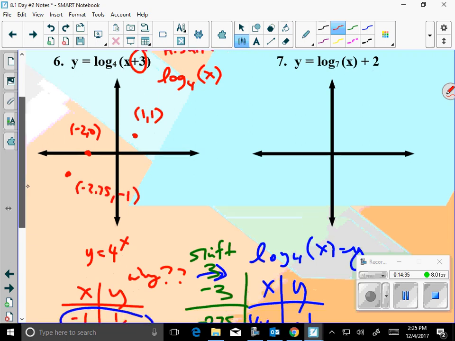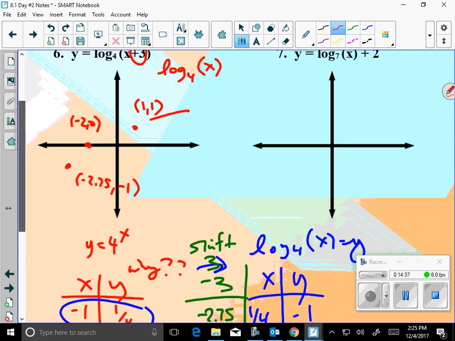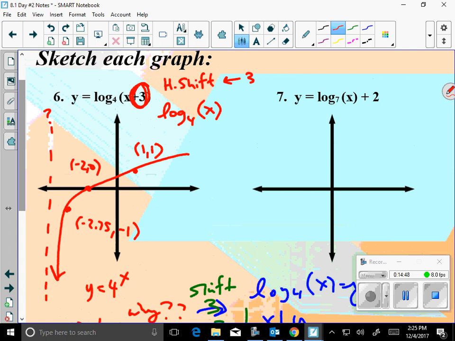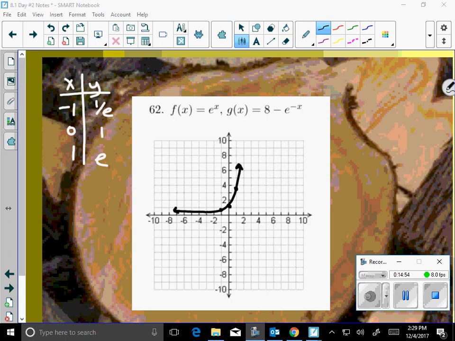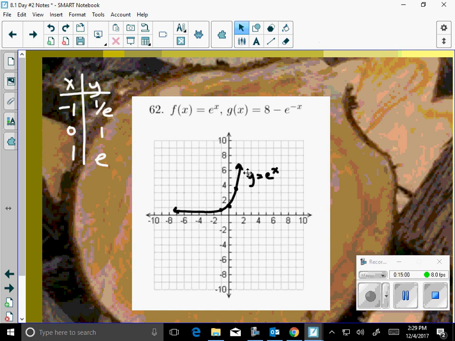Okay, now what do we know about logarithms? They always have what kind of asymptote? Vertical asymptote. Where is that vertical asymptote? Well, it used to be at 0. Now it's at -3. So this would be y equals. Okay. Now so far, is that okay?